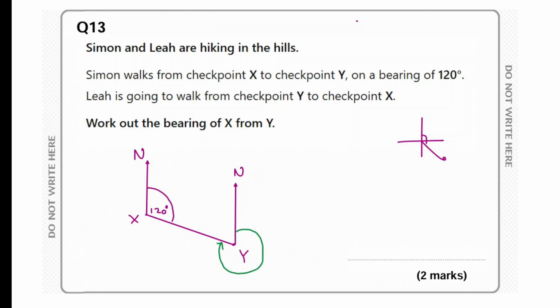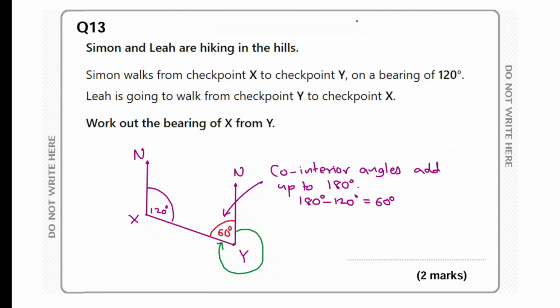We can think of the basic rules of geometry. These two angles, the 120 degrees angle and this angle, are co-interior angles. And remember, co-interior angles add up to 180. So obviously this must be 60 degrees. So let's write the reason. We can write 180 take away 120 is 60 degrees.